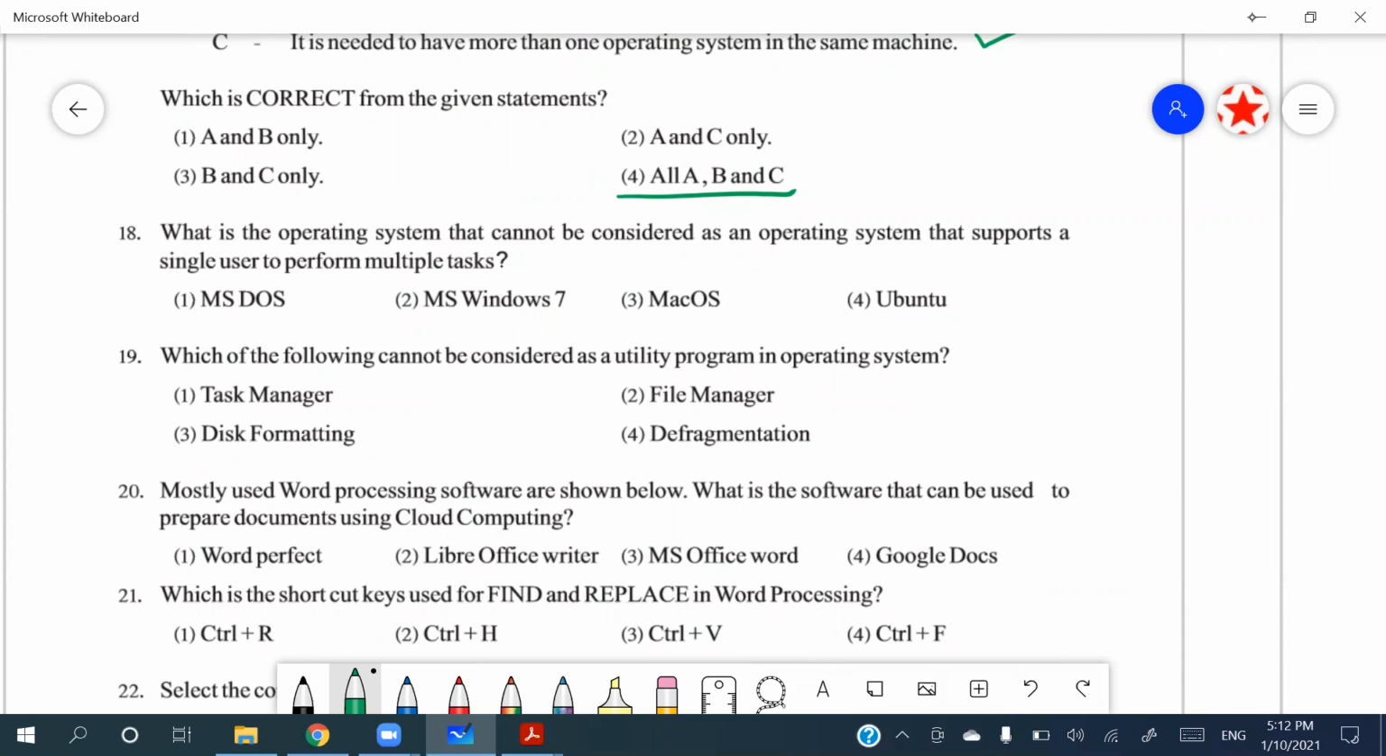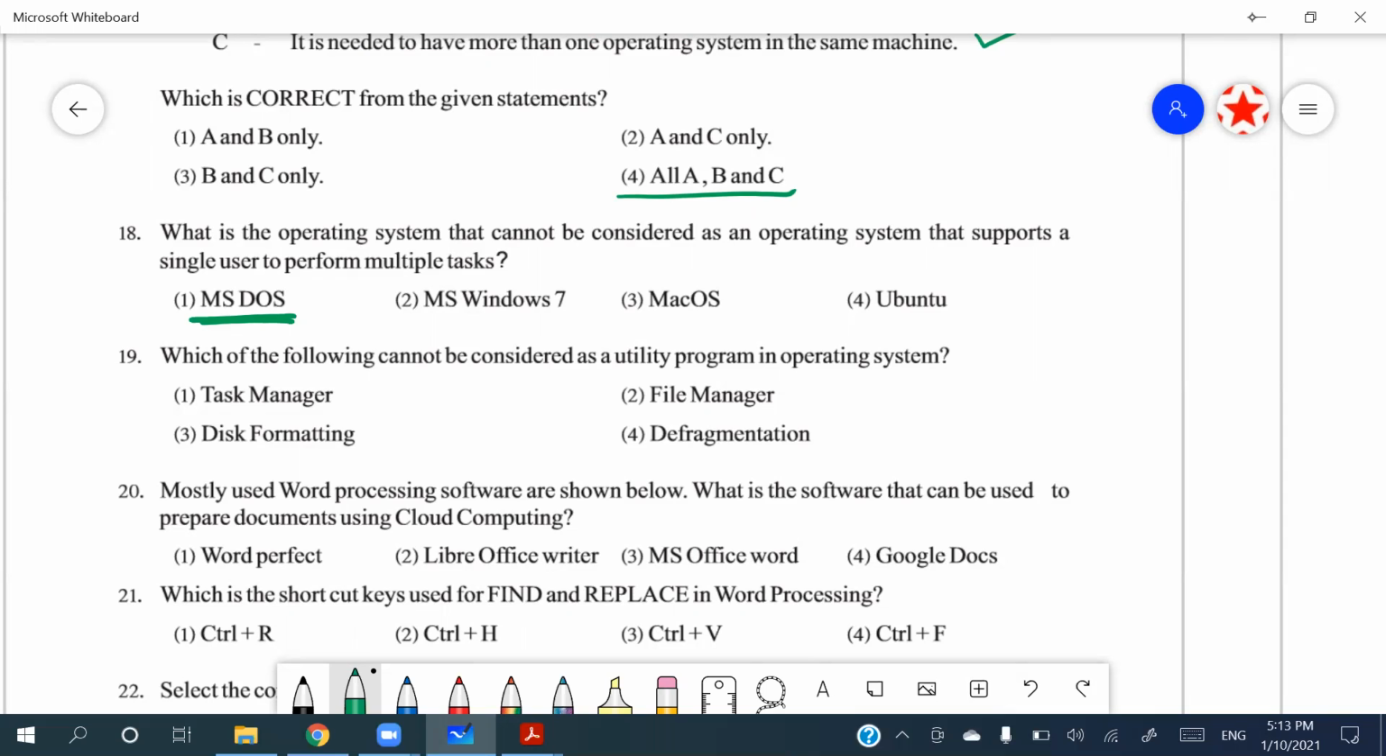Yeah, single user, what is the operating system that cannot be considered as an operating system that supports a single user to perform multiple tasks? Definitely it's going to be MS-DOS, because MS Windows, Mac OS, Ubuntu, all the operating systems allow the user to do multiple tasks at a given time, right? So in MS-DOS, you have to give a command, then it will execute it. Then you have to give another command, then it will get executed, right? So it goes on in that manner.